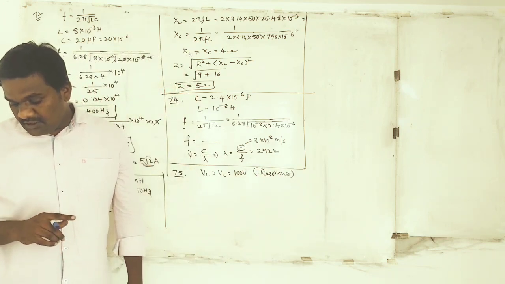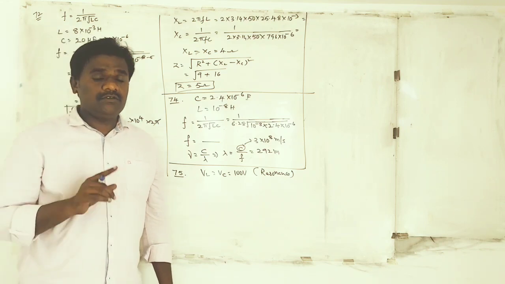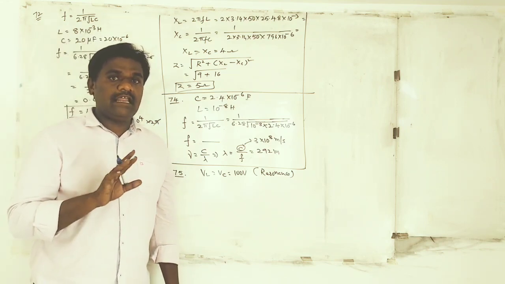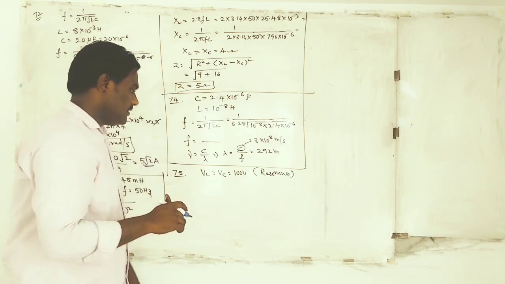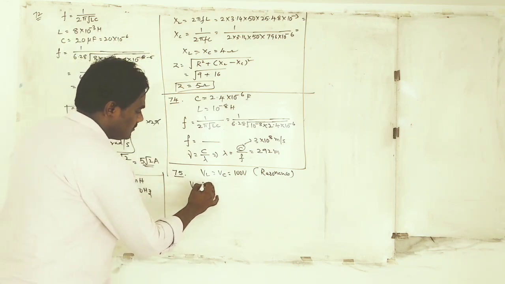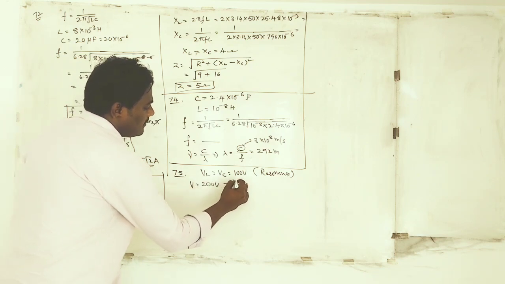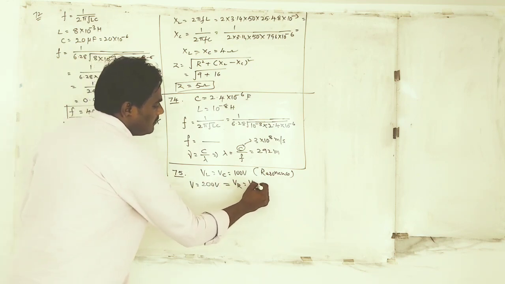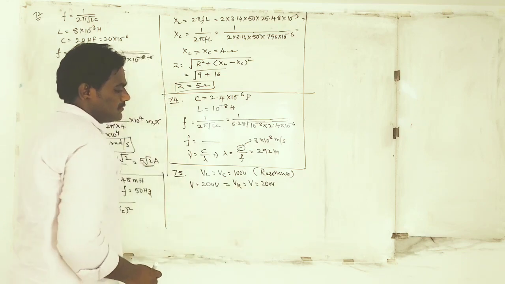Now, whatever voltage you apply during resonance will act across the resistance only. Now, the voltage given in the problem is 200 volts. The same voltage will be equal to the resistance voltage, that is equal to the voltmeter reading, which is equal to 200 volts.